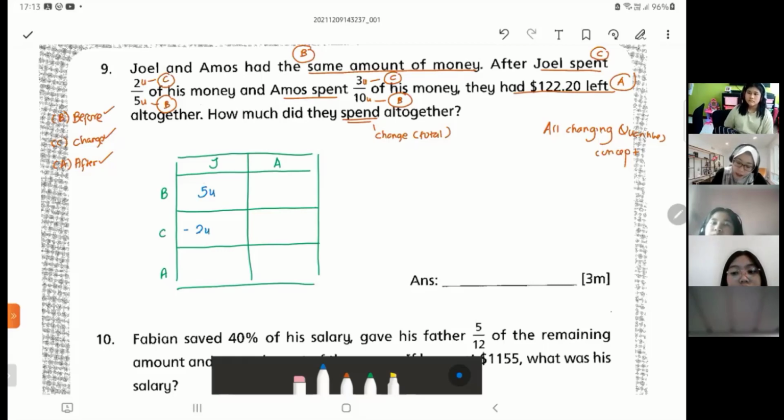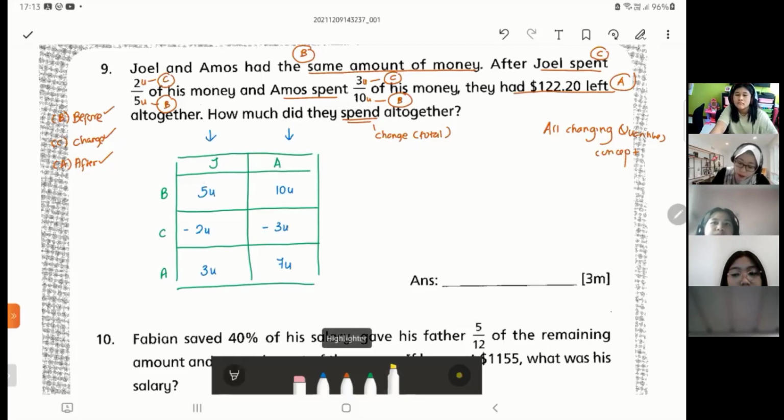Okay, now we look at Amos. Amos 3/10. 10 unit is his before. Okay, he spent 3 units like this. Now you just go down the column. 5 minus 2 is 3 units. 10 minus 3 is 7 units.